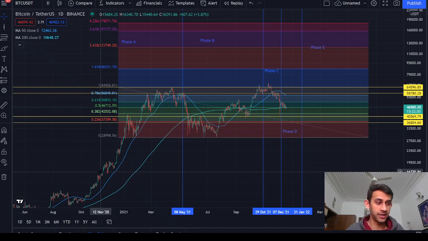I have so much content to give you today. So what you can see in front of you is basically the Bitcoin USDT chart. And you can see there's five phases marked in it. It's called phase A, phase B, phase C, phase D, and phase E. 5 phases. So what is this, and what am I trying to say?